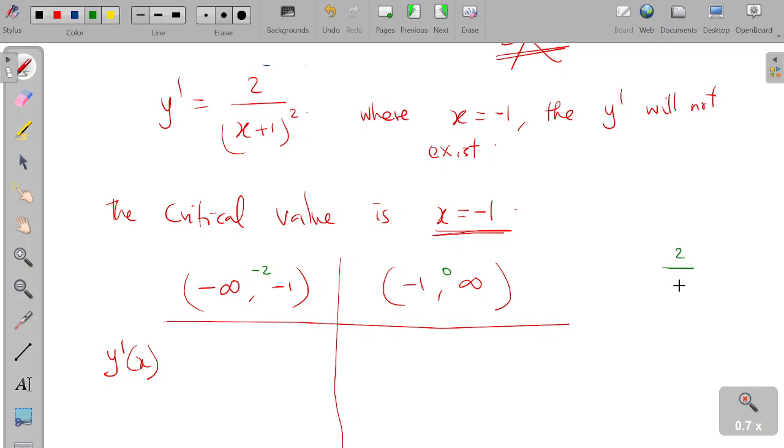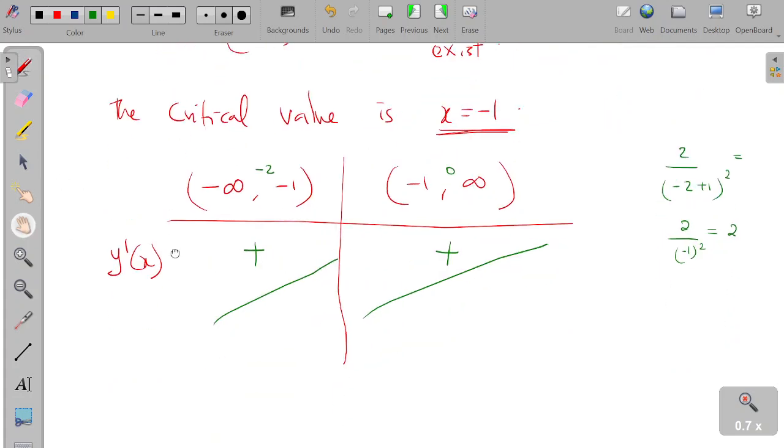Negative 2, so it will be 2 over (negative 2 plus 1) squared. That will be 2 over (negative 1) squared, and negative 1 squared is 1. So it is 2, which is positive. So that shows the function is increasing there. Let's check the other interval. Any point we pick there, say 0. If I put 0 there, that will be 1, and 1 squared is also 1. That will be 2. So that is still positive, so it's still increasing also.